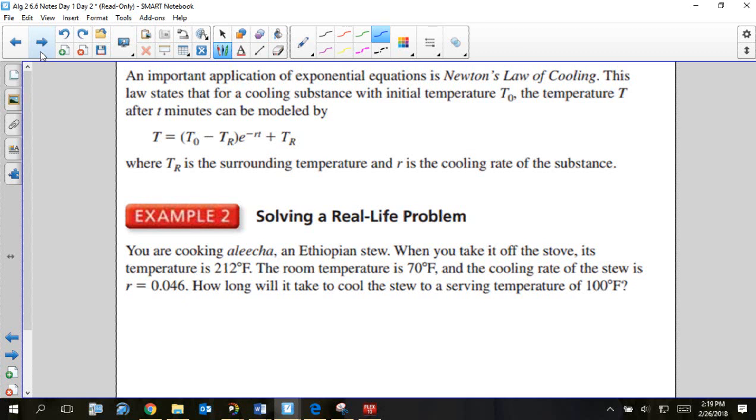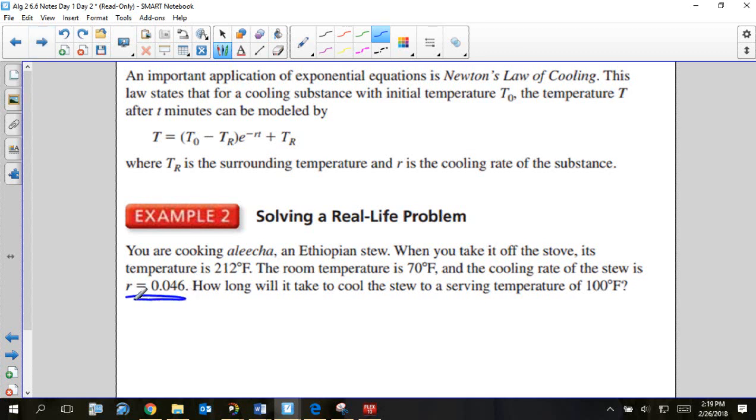T is the temperature. Oh, I'm sorry, this is a cooling rate. So if I take something hot and I put it in a room that is not that hot, it's going to cool down. It'll cool down until it reaches what temperature? Room temperature. It's not going to get colder than room temperature. It'll stay the same as room temperature. So there's a rate at which different masses cool. So this is about a stew. So they give you this cooling rate for the stew.